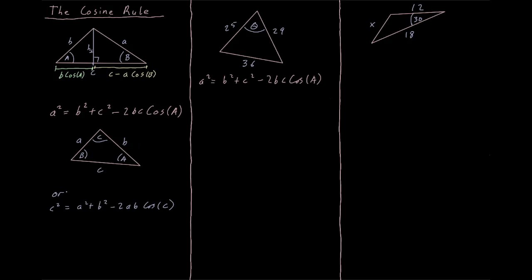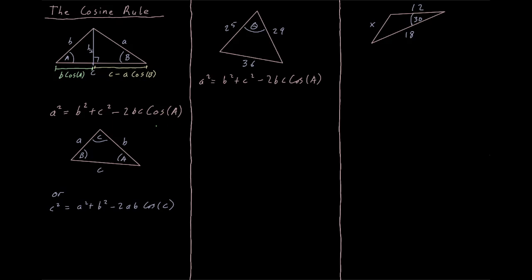So what we've got is this side by itself, squared, is equal to these two sides squared and added together, minus 2 times bc cos of the opposite angle. The only thing that is really important is that this side is opposite to this angle. So little a is across from angle A.